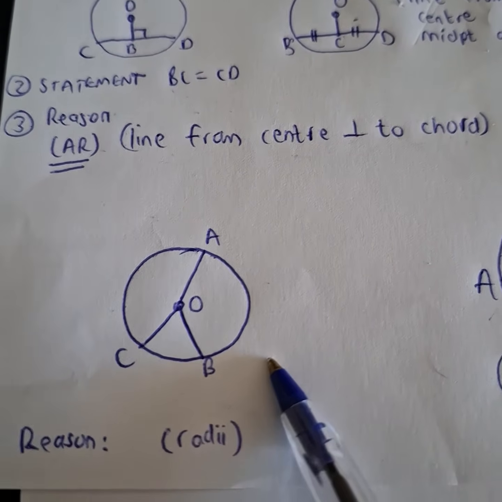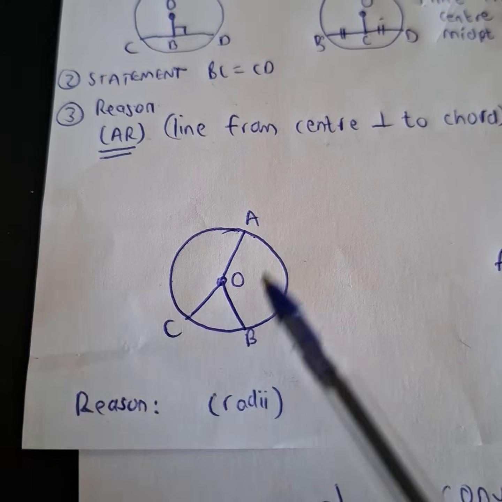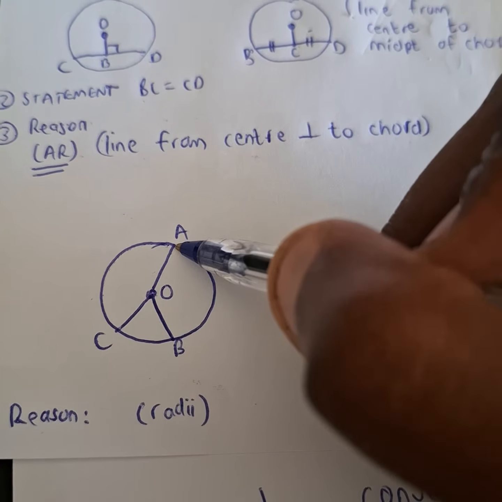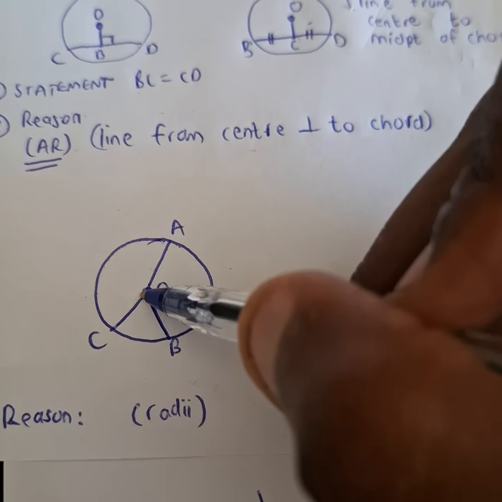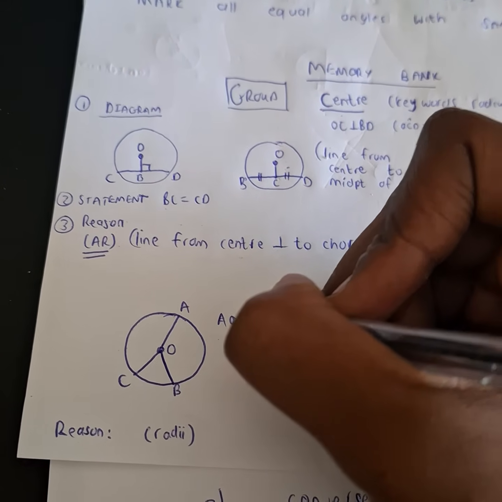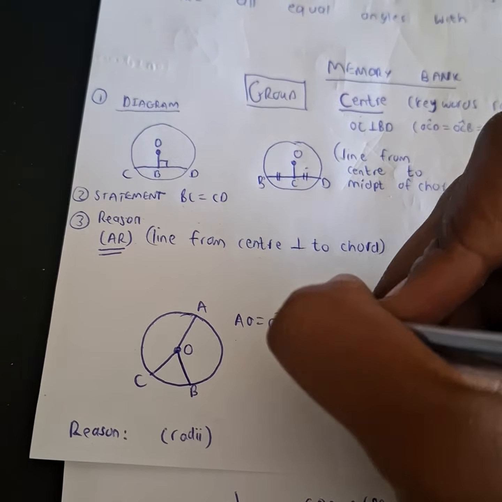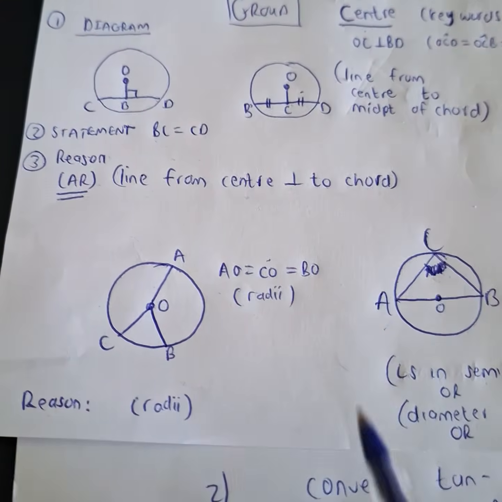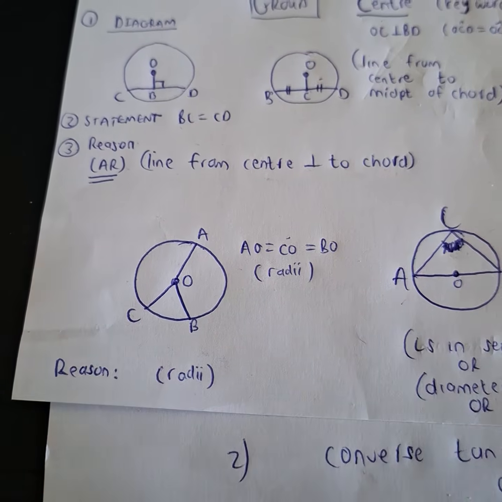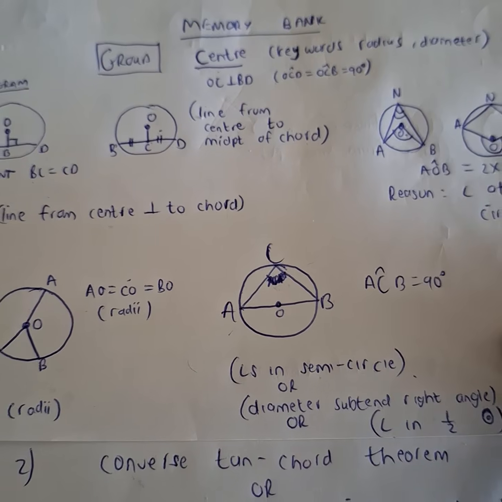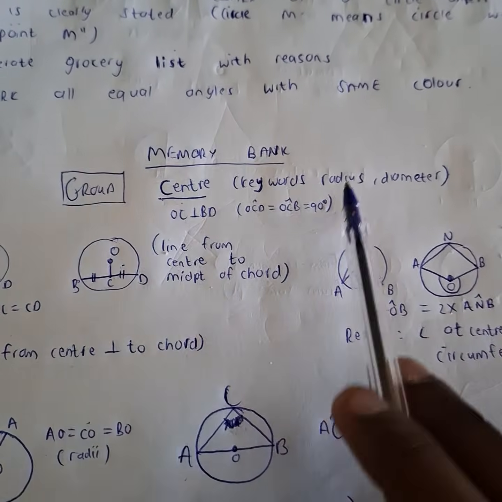Then here's another center theorem. The next center theorem is this one. Here you can see center O. You have A there, you have C there, you have B there. Something we can conclude very easily is that AO is equal to CO, which is equal to BO. Reason? Radii. We say that the radii are equal. One radius, many radii. Plural. So that is specifically in reference to the center.